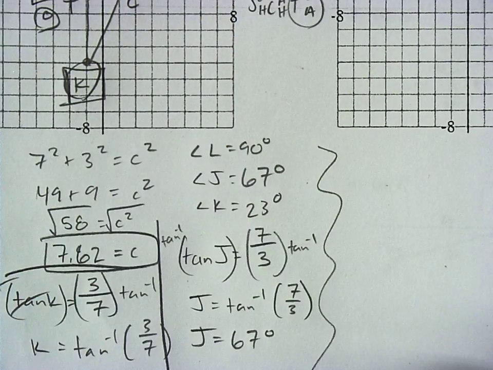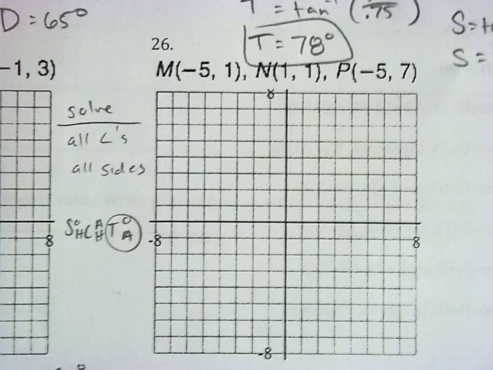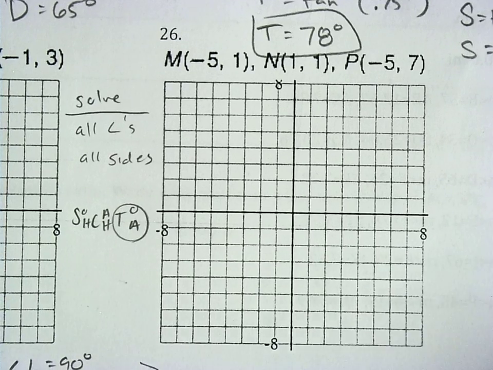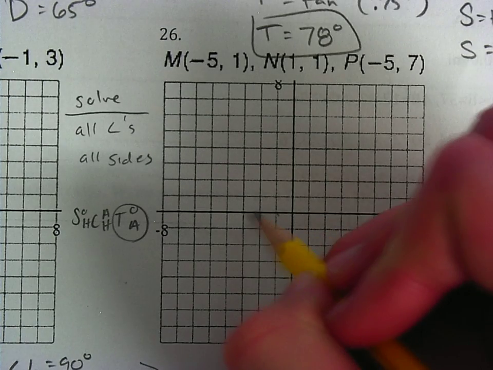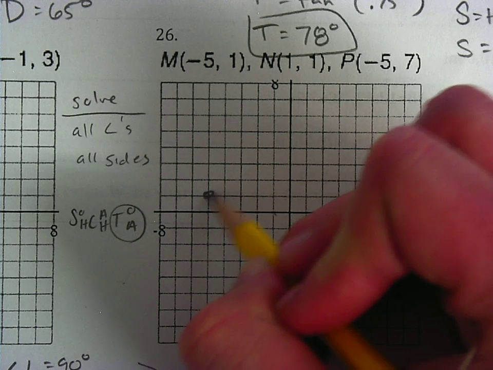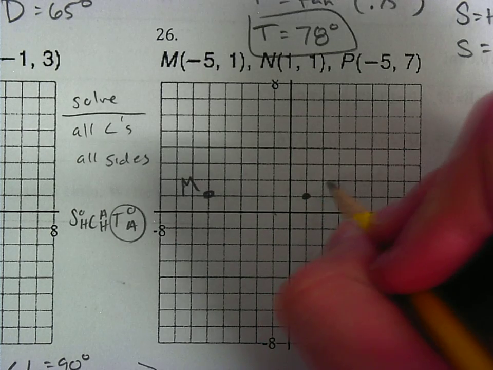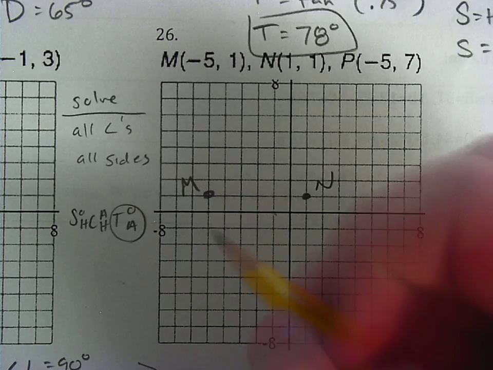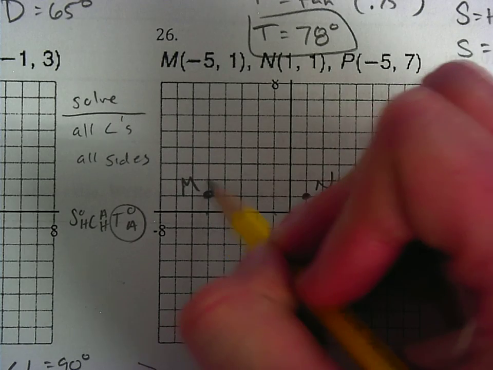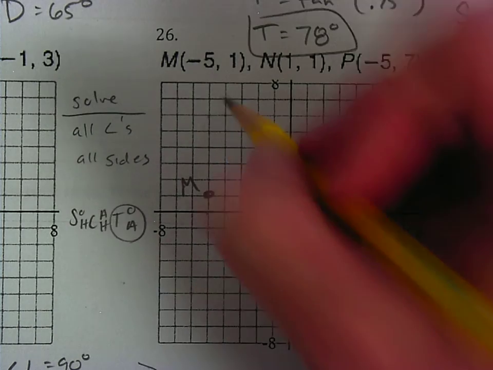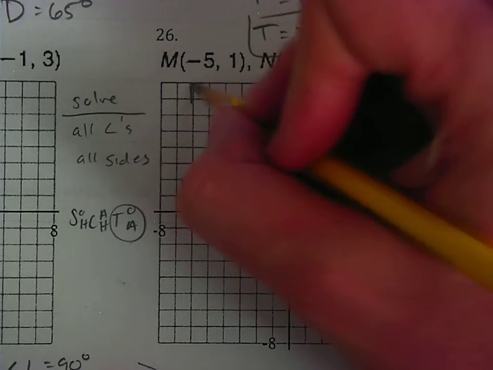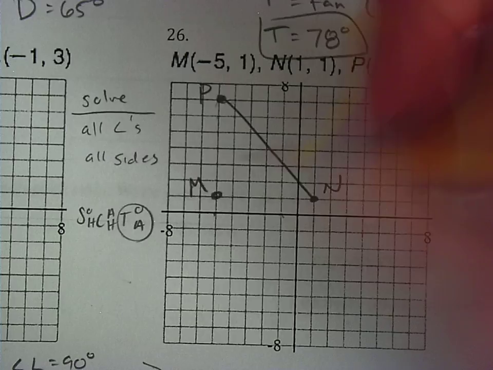Now if we look right next door, here's another example, and it's the exact same thing. We're just going to plot our points first. So negative 1, 2, 3, 4, 5, 1. This is M. N is 1, 1. There's N. And P is negative 5, 1, 2, 3, 4, 5, 6, 7. Right here. Here's P. And here's our triangle right here.